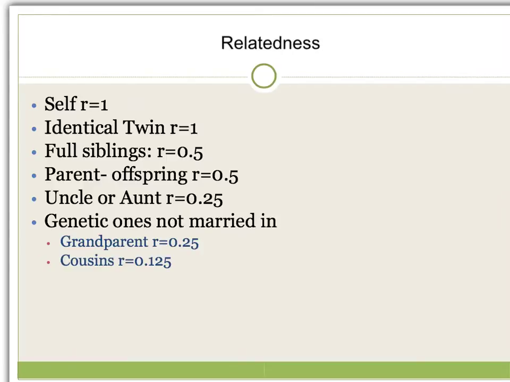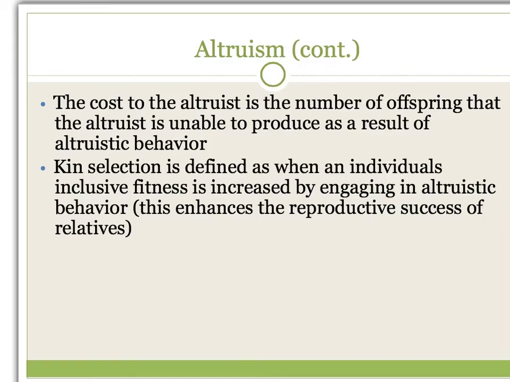Parents and blood siblings would be 0.5. An uncle or an aunt would be 0.25. Grandparents would also be 0.25. And cousins would be 1/8 or 0.125. When we're talking about altruism, the cost to the altruist is the number of offspring that the altruist is unable to produce as a result of altruistic behavior.